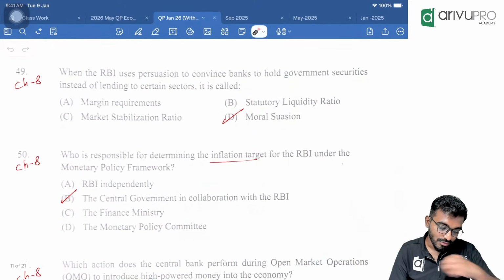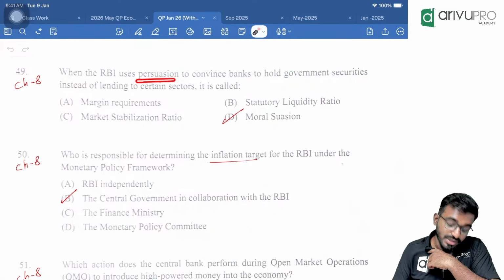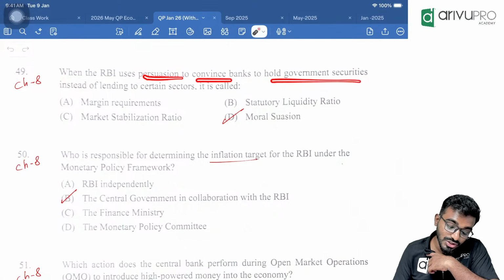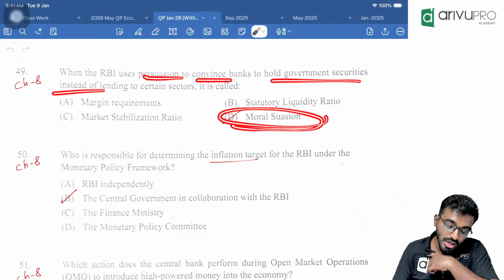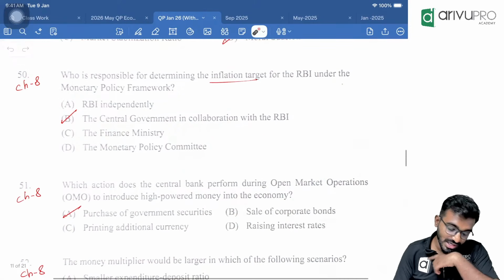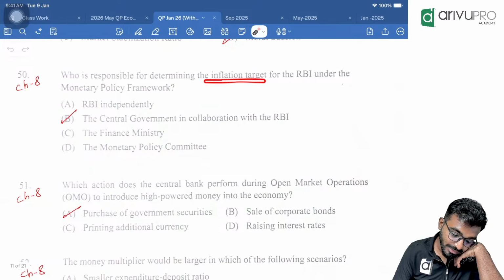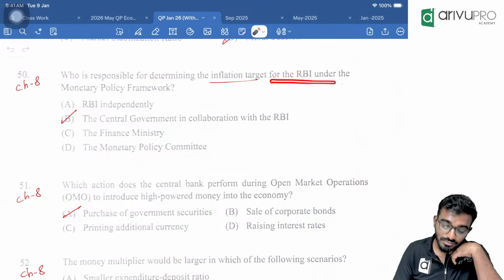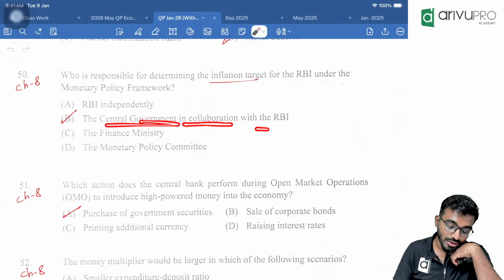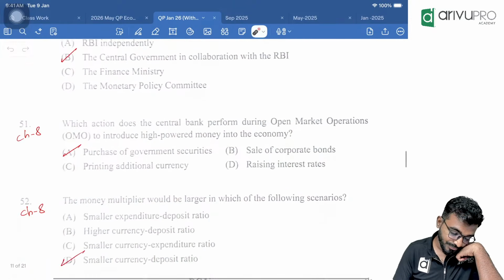Next. When the RBI uses morally persuasive measures to convince banks to hold only government securities, that is moral suasion. Same examples I give. Who is responsible for determining the inflation target for RBI under the monetary policy framework? Both the central bank, in collaboration with RBI.